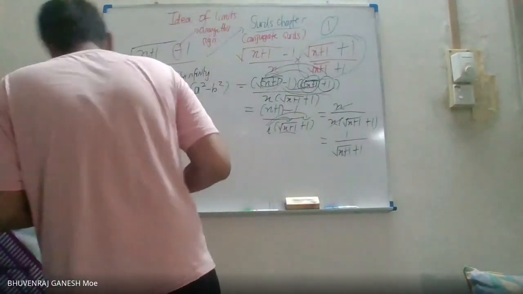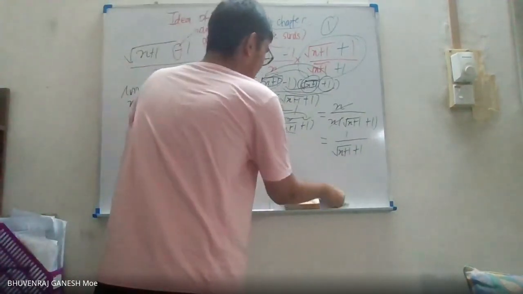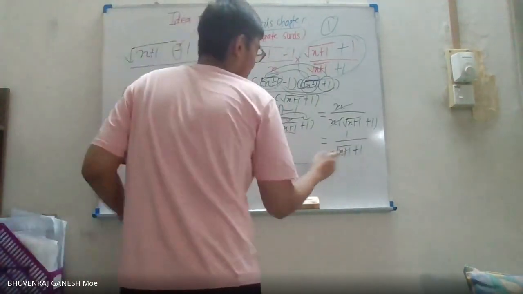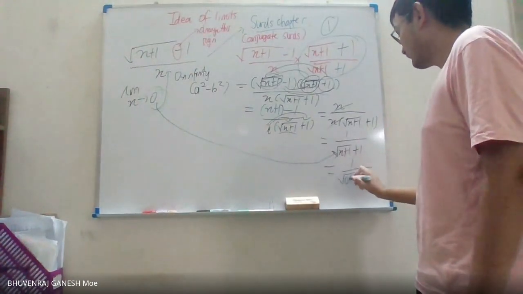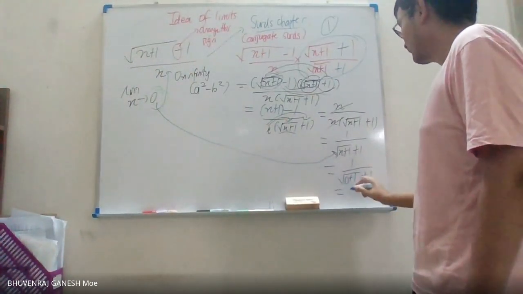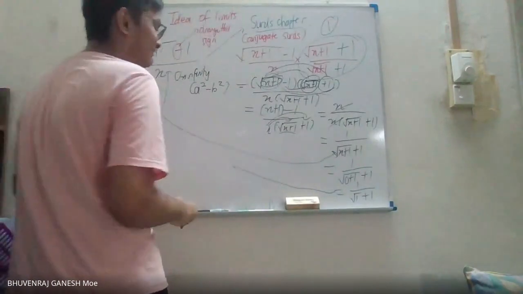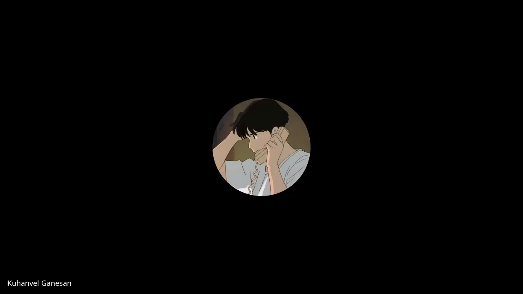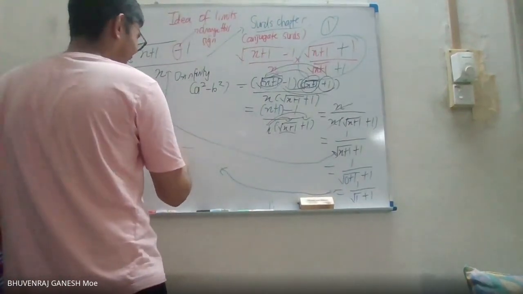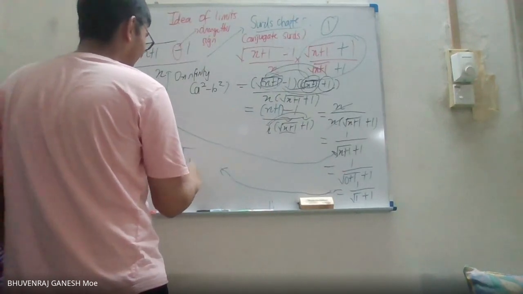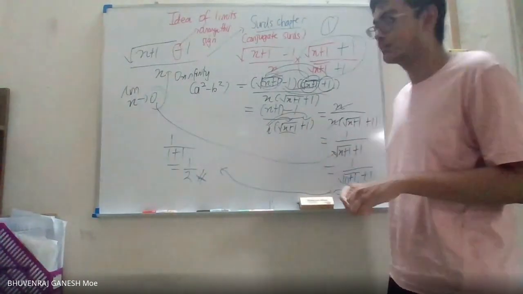From here, you can use your limit. They say limit x tends to 0, right? So we put the 0 inside the x. You'll get 1 over surd 0 plus 1 plus 1, so we get 1 over surd 1 plus 1, which is 1 over 1 plus 1, so 1 over 2. Done. As long as you don't get infinity, your answer should be correct.